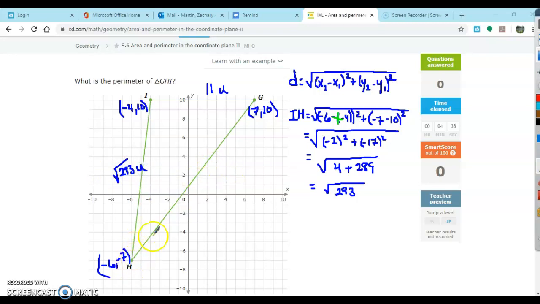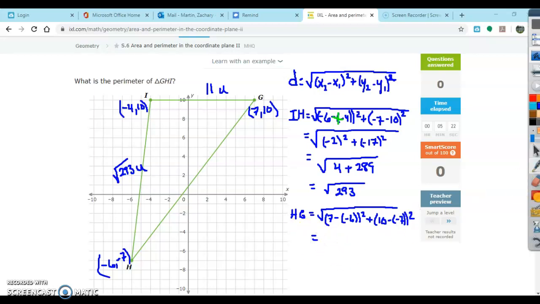And then we've got the distance from H to G. You're going to do the same thing. I'm going to show the setup, pause the video, and then you'll see the work actually worked out. So let's set it up real quick. We're letting G be our second point here. So that's 7 minus -6, squared, plus 10 minus -7.